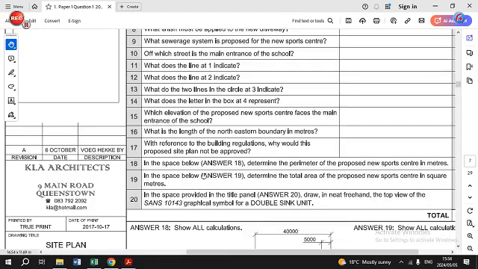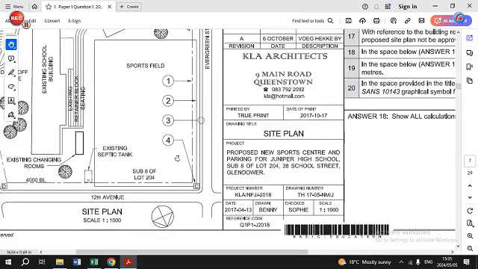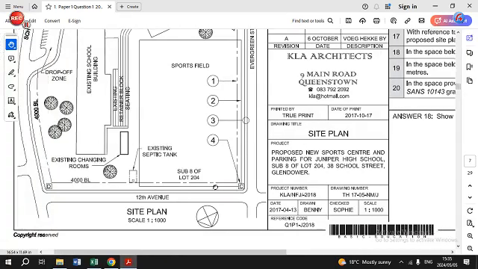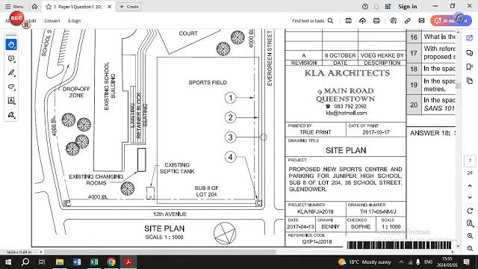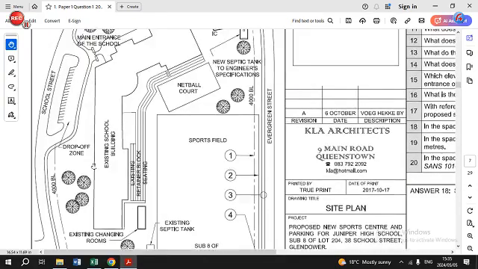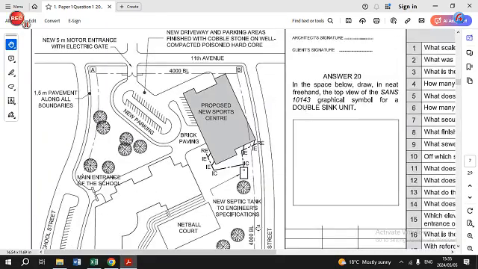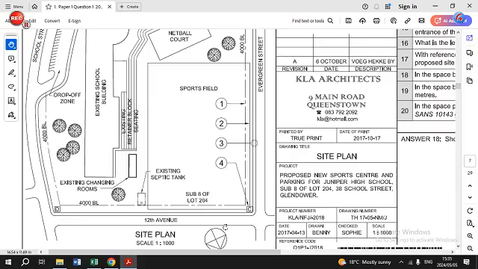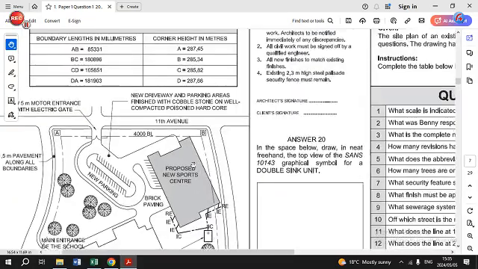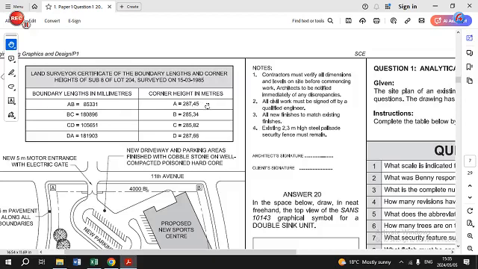Number 14, what does the letter in the box at 4 represent? This is where number 4 is. It's specifically on the corner of the lot, and you will find that there are 3 additional ones, A, B, and then D, including the C that we are referring to, and those can only be the corner heights in meters. So your answer is going to be corner heights.